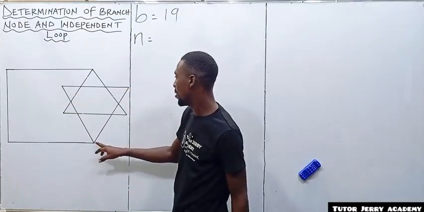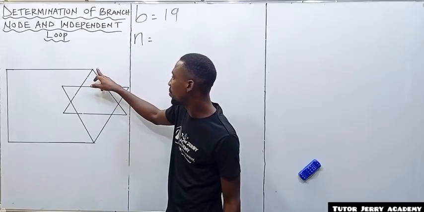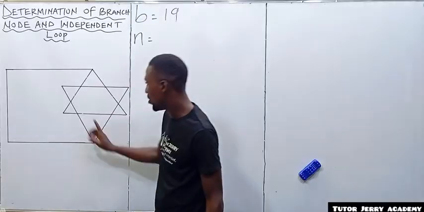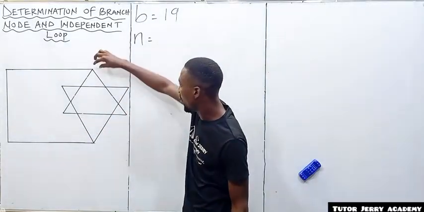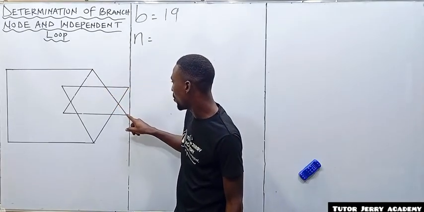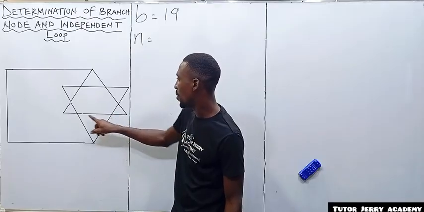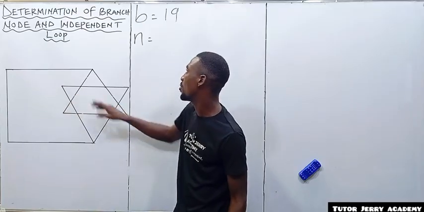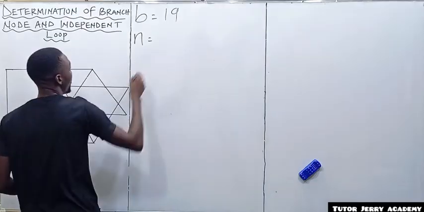So one, that is all of these points here, is just one node. Then we have 2, 3, 4, 5, 6, 7, 8, 9, 10, 11, and 12. So we are going to have 12 nodes.